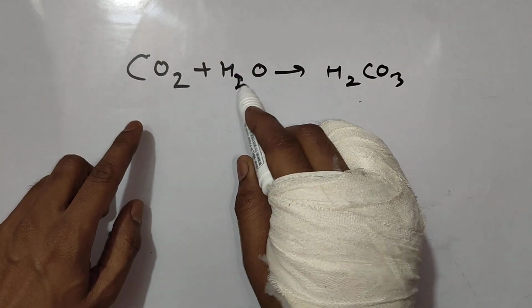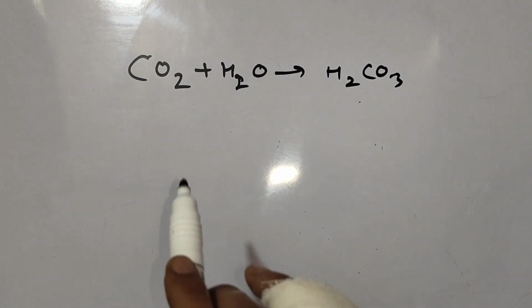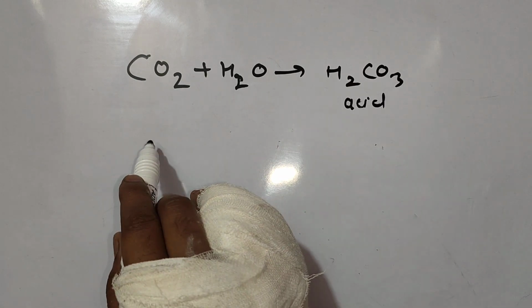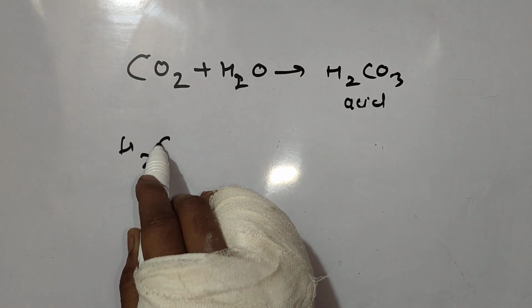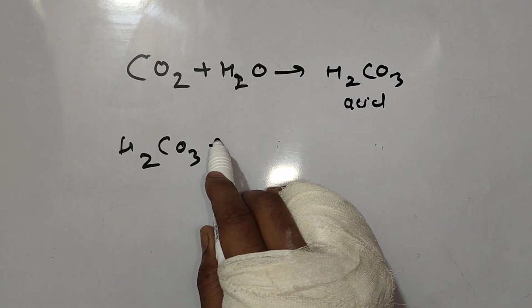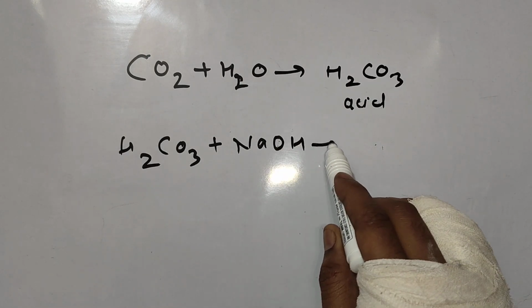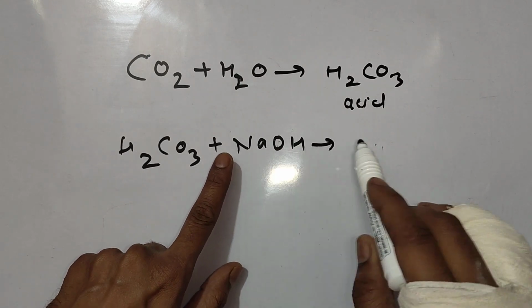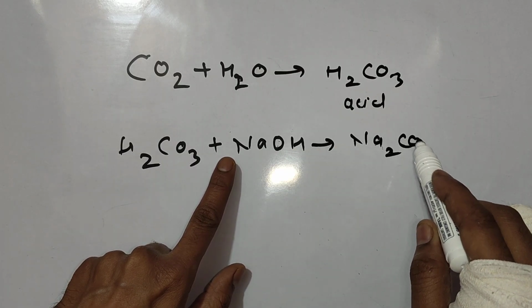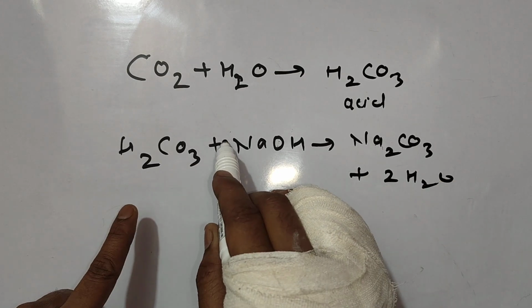So CO2 absorbed on the surface of soda lime will react with water molecules first. H2CO3 will generate. Now this is an acid. This acid will react with the base present in soda lime. Which base is present? Sodium hydroxide, NaOH, is present. Obviously it will react to create what? Let's balance it. Sodium carbonate will generate, a normal acid base reaction, and 2H2O will generate if you balance it.